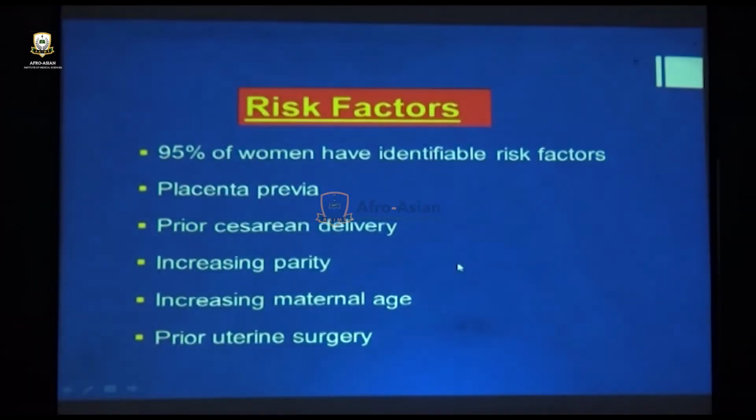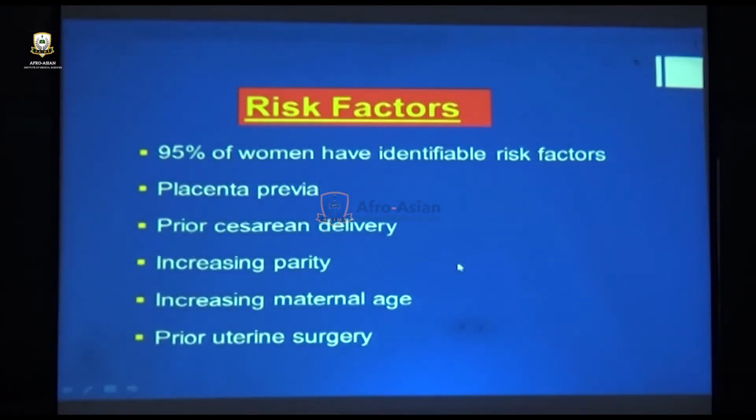What are the risk factors? 95% of women have identifiable risk factors, and they are placenta previa, one, prior cesarean delivery. If there are more than two cesarean sections, the percentage will be high, from 30 to 40% and onward. Increasing parity, increasing maternal age, and prior uterine surgery.